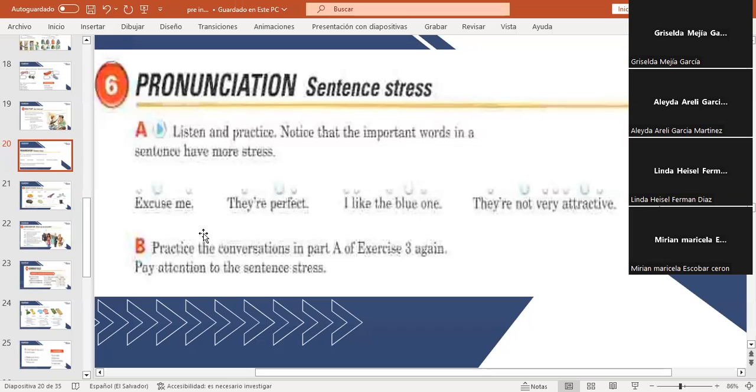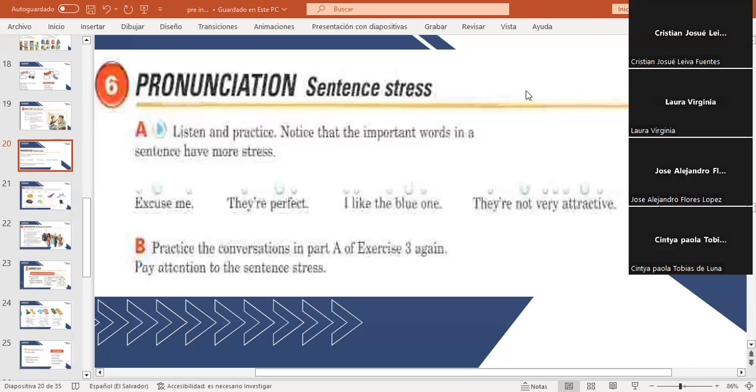Aleida. Okay, teacher. Excuse me. They're perfect. I like the blue one. They're not very attractive. Very good. Thank you. Linda Hazel. Okay. Excuse me. They're perfect. I like the blue one. They're not very attractive. Okay. They're not. All right. Miriam Marisela. Excuse me. They're perfect. I like the blue one. They're not very attractive. Okay, good. Thank you.